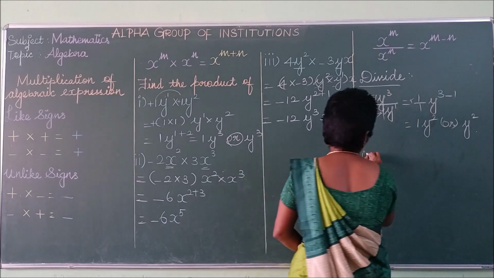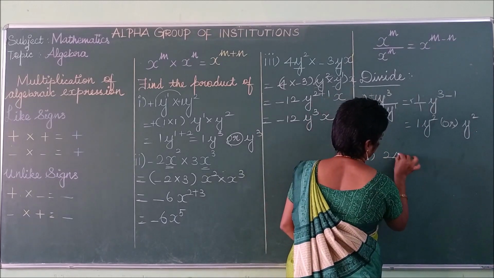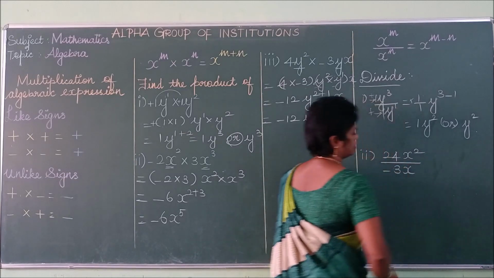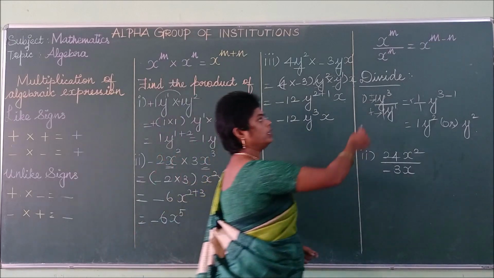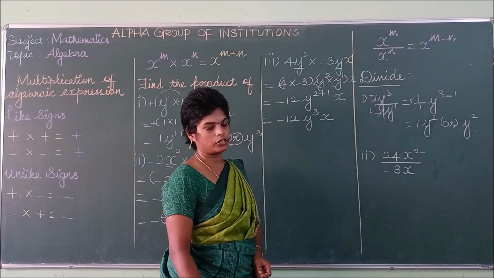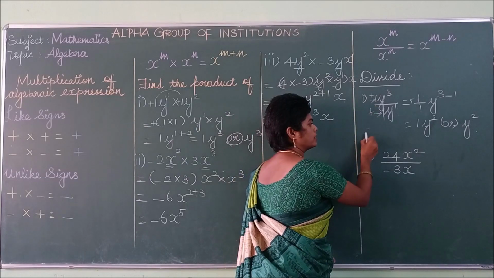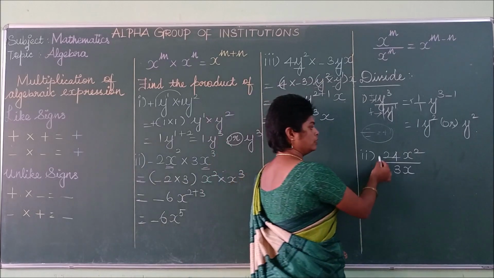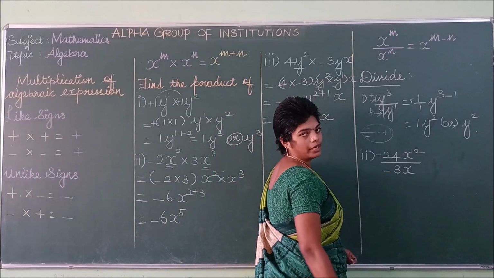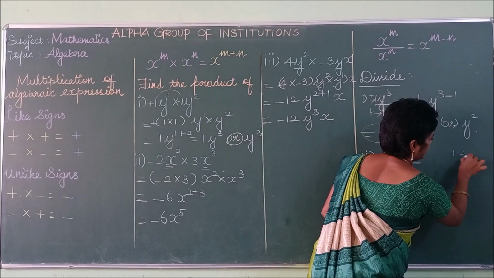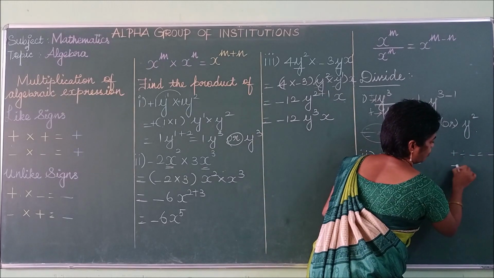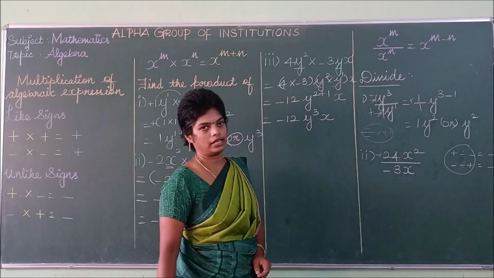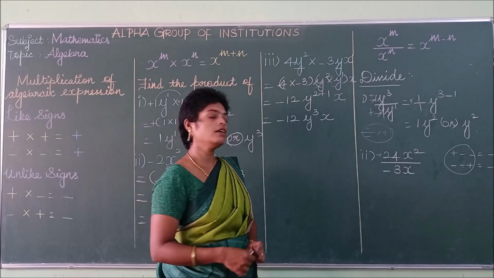Now see another problem: 24x squared divided by minus 3x. Listen carefully. If both have the same sign, your answer will be positive, either plus divided by plus or minus divided by minus. But here the numerator is plus and the denominator is negative, so plus divided by negative is negative, and minus divided by plus is also negative. If both have different signs, your answer will be negative. If both have the same sign, your answer will be positive.